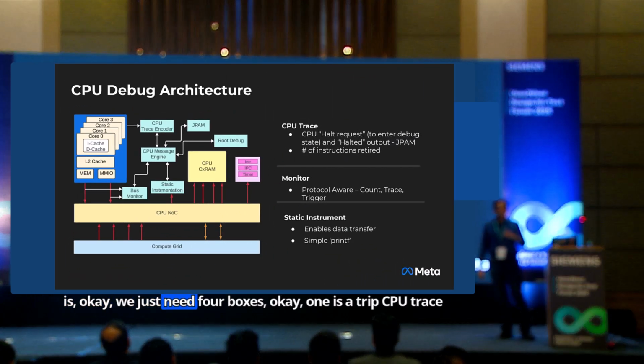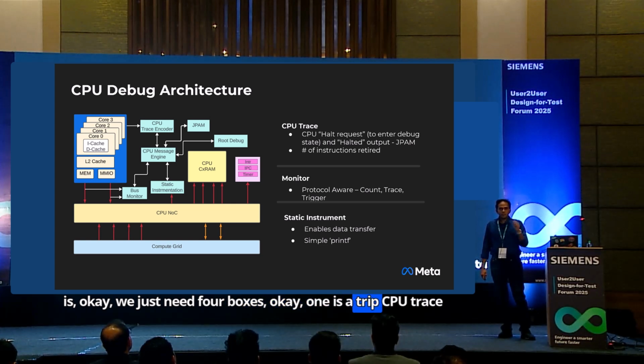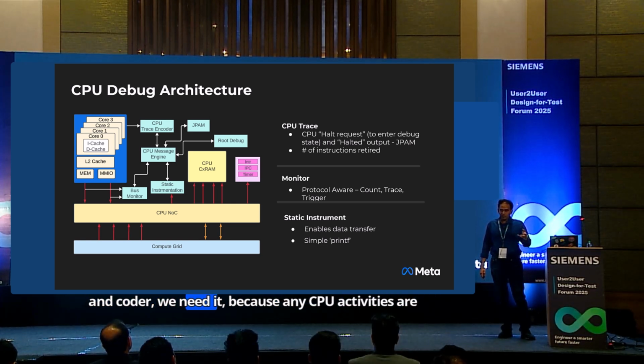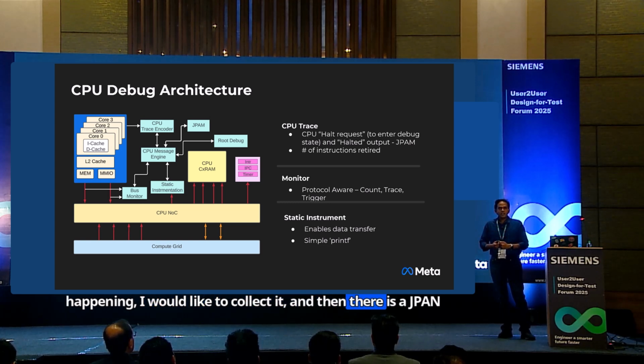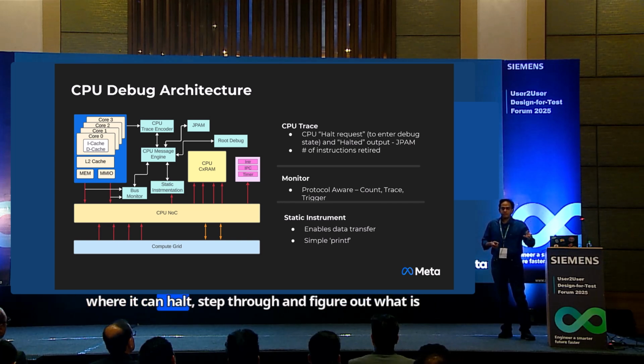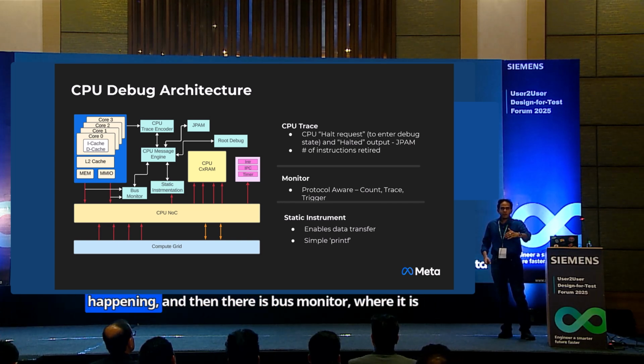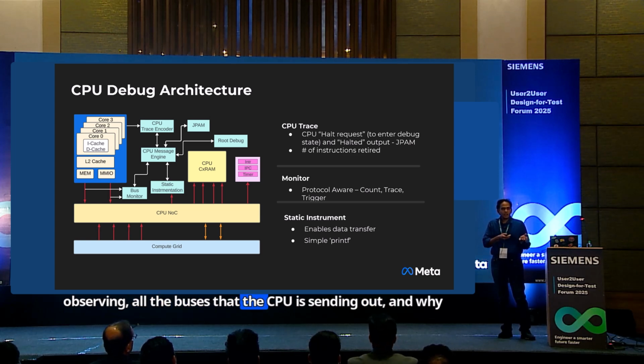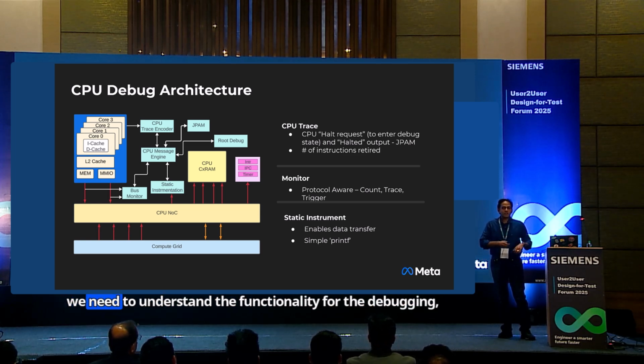So what we did is, we just need 4 boxes. One is a CPU trace encoder. We need it because any CPU activity that's happening, I would like to collect it. And then there is a JPAM, which is responsible for the run control, as I just explained, where it can halt, step through, and figure out what is happening. And then there is a bus monitor, which observes all the buses that the CPU is sending out.